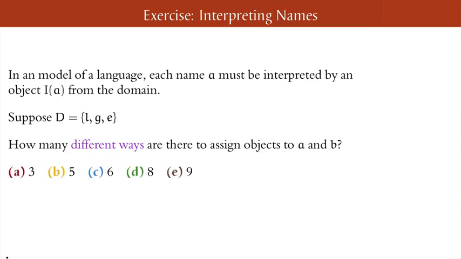In our size 3 domain, consisting of Lovelace, Gödel and Einstein, how many different ways are there to assign objects to two names A and B? You might want to map out the possibilities before making your choice.